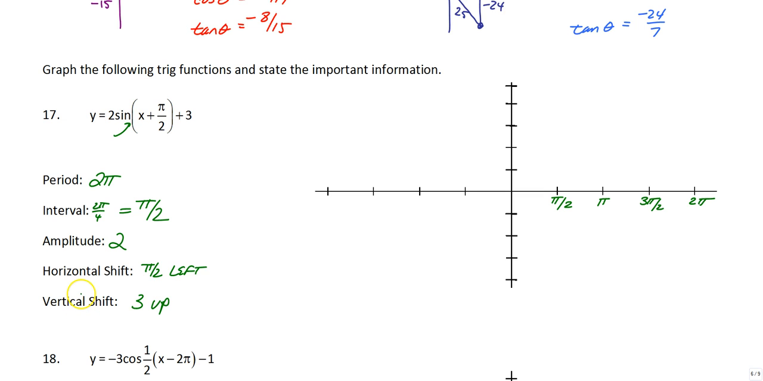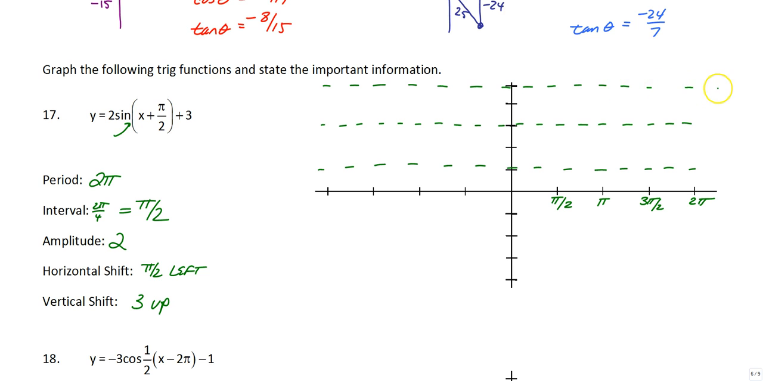So a vertical shift of 3 up, we would just go up 3, and we would put our horizontal dashed line. Our amplitude of 2 means we would put a line 2 below our vertical shift and 2 above our vertical shift. And then we have a horizontal shift of pi over 2 to the left. That's one tick mark to the left. And we draw a vertical line.